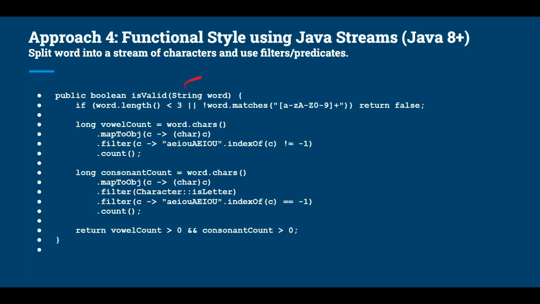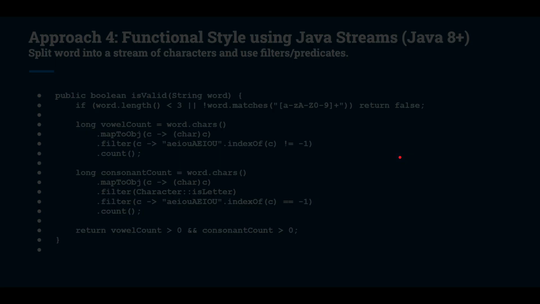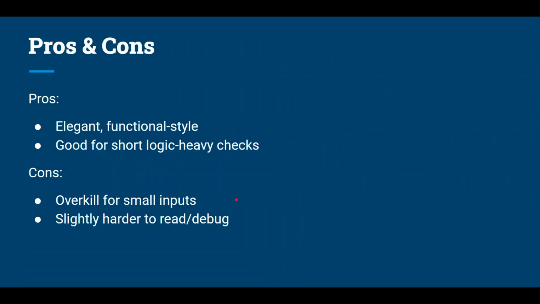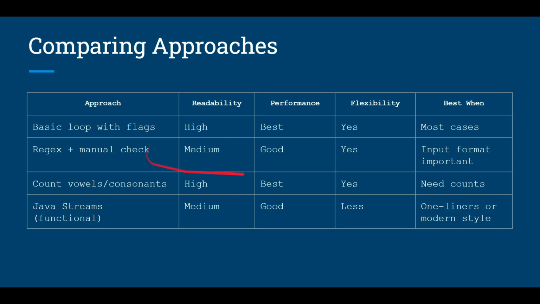Then we have the functional style using Java, if you already have hands-on experience with Java 8. This is the approach where we split the word into a stream, and then we apply filters and predicates. These are the pros and cons. If you compare, the concept we have understood, basic loop and flags, gives the best performance, and it is good from the interview perspective. If you still have any doubt, or want to go with any of these approaches, let me know in the comment section.